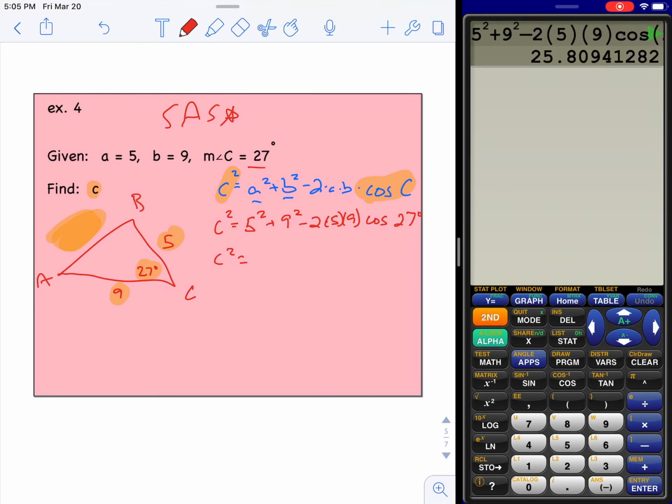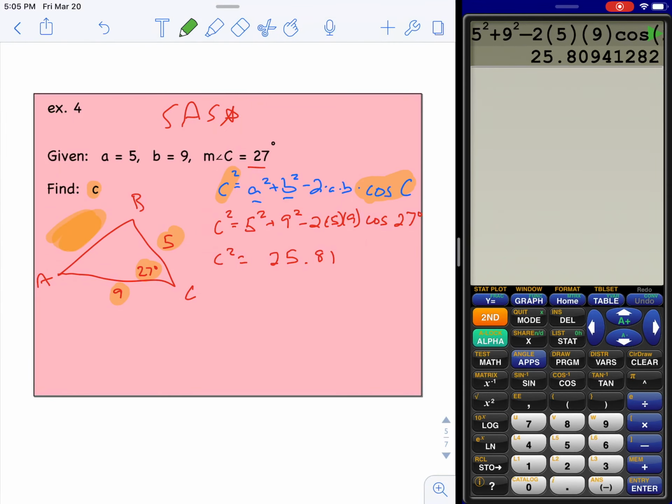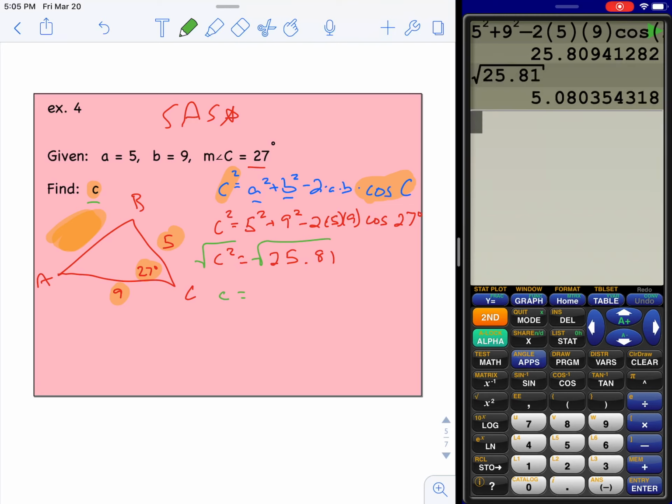Okay, when I get all that in, and you could have done it in bits and pieces, but I just entered it all in, you end up with 25 point, I'll round to the 100th, 81. All right, well, since this is c squared and I want what is c, I better take the square root of both sides of my equation. And I get c is equal to, I'll round this to the 10th, 5.1.